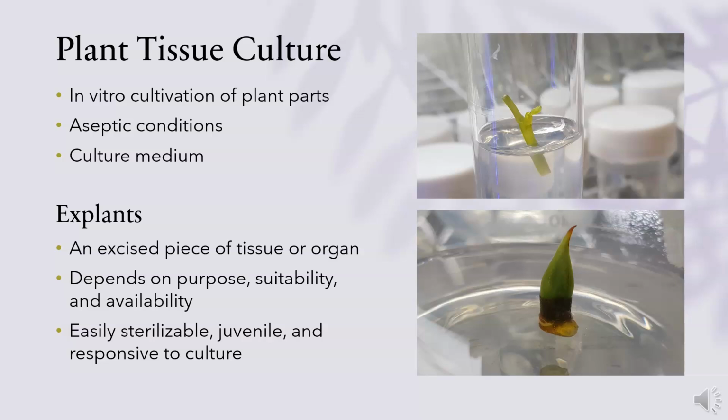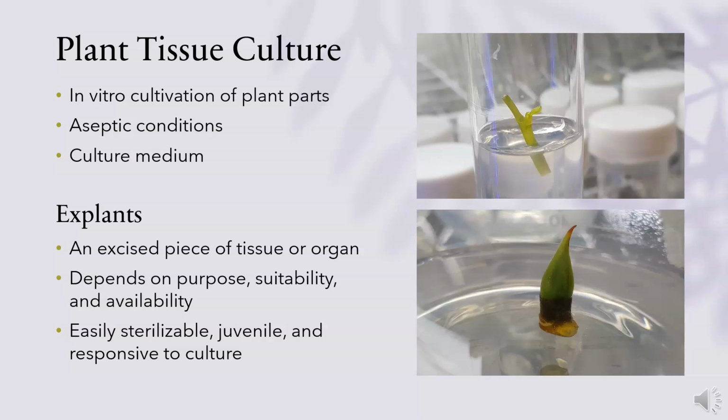Explants can be taken from many different parts, including portions of leaves, stems, roots, cotyledons, embryos, and various types of mature cells. However, the selection of an explant largely depends on the purpose of the tissue culture, the suitability of the explant for initiating cultures, and its availability.